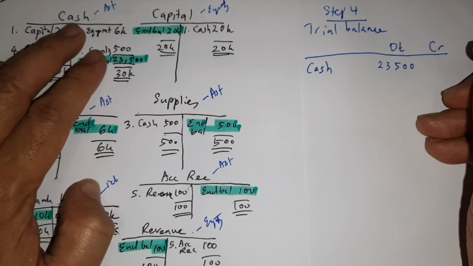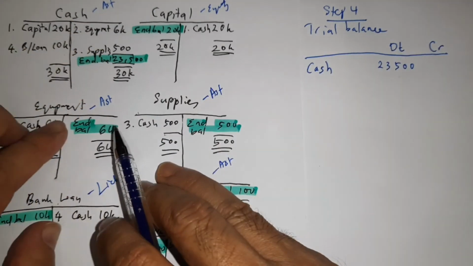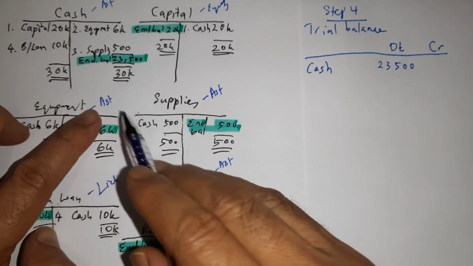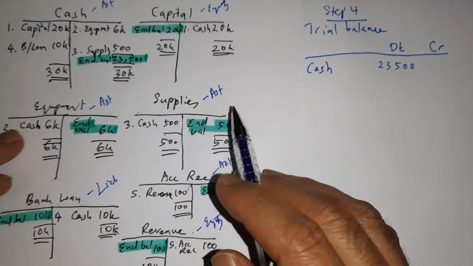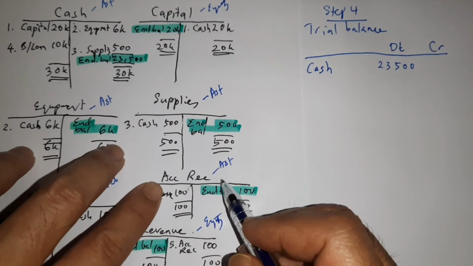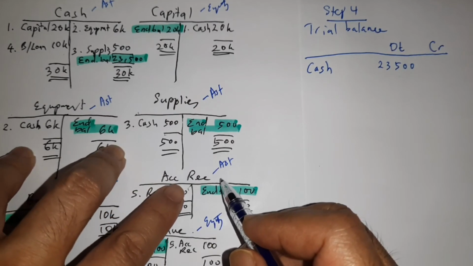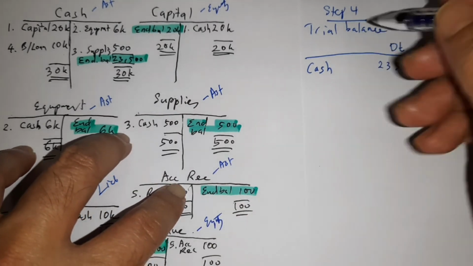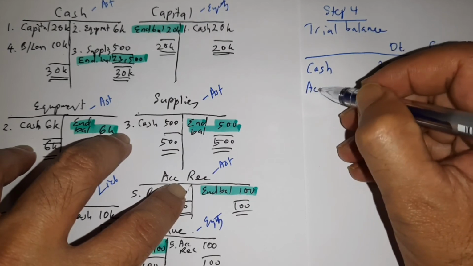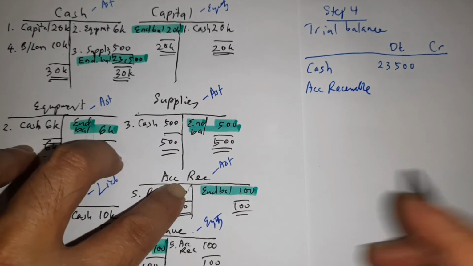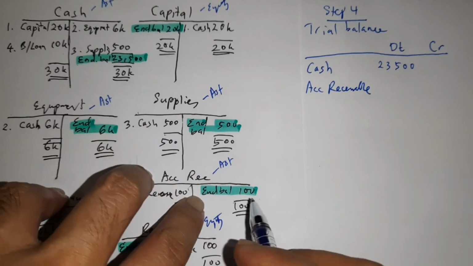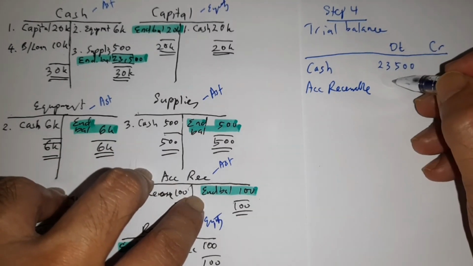Okay, that is the first current asset, and the equipment is a non-current asset, so you also keep it there first. And then the second current asset that you should write is the account receivable. So write account receivable. The balance is 100, so you write here 100.